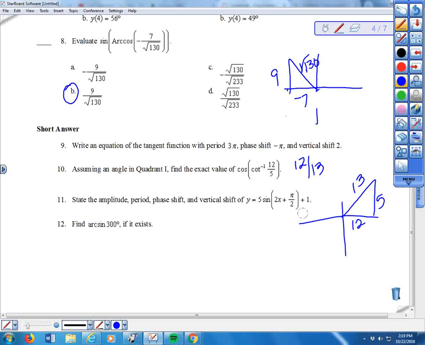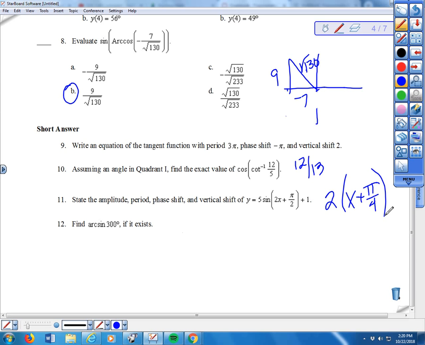Okay, what's the amplitude of the next one? 5. What's the period? 2 pi over 2, which is pi. And phase shift? Nope. Remember, for phase shift you've got to take the 2 out. Phase shift is negative pi over 4. And the vertical shift is 1.